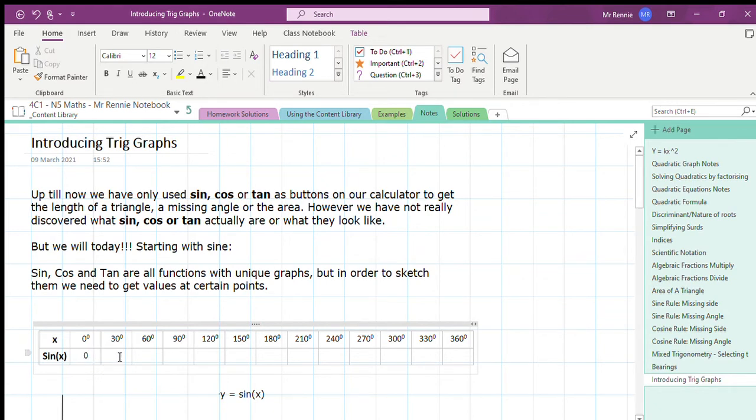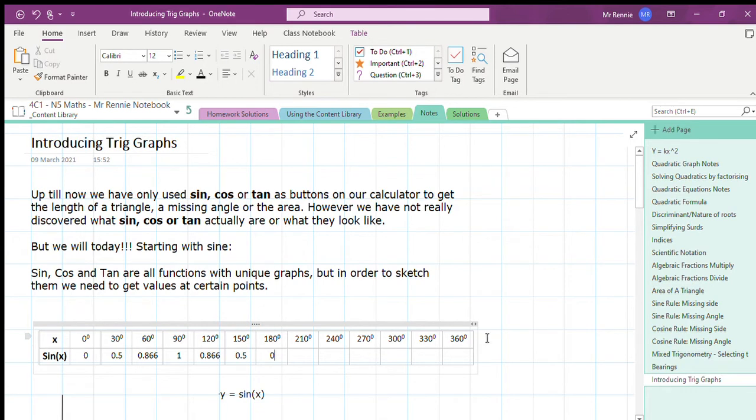So there's my first entry in there. Sine of 0 is 0. If I go sine of 30, then I get a half, so that's 0.5. If I put sine 60 into my calculator, I get 0.866 continued. If I go up to sine 90, I get the value 1, so sine 90 is exactly 1. If we continue, sine 120 takes us back down to 0.866. Sine 150 gives you 0.5. And if I try sine 180, I get 0.